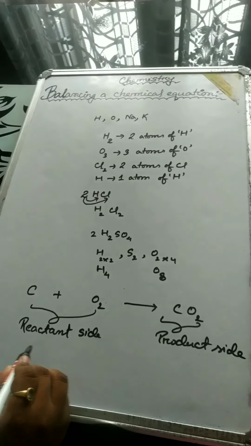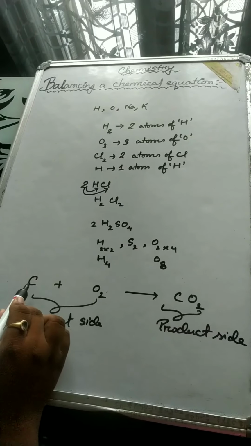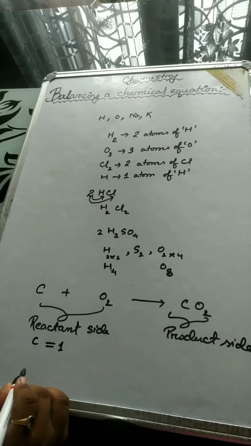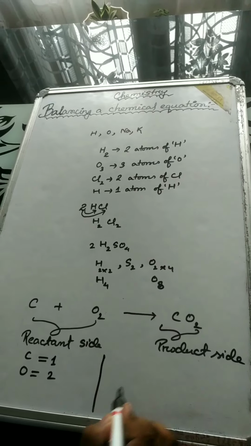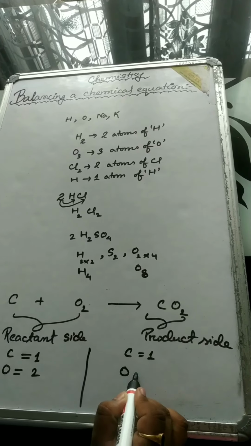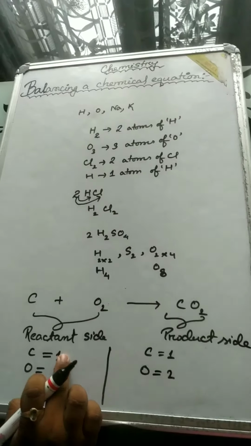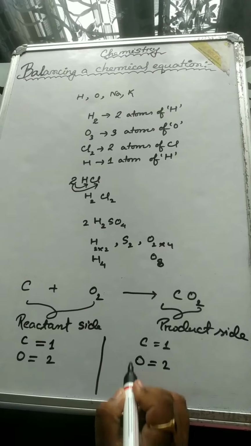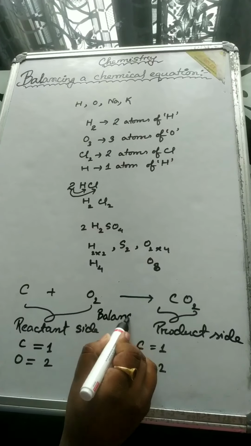That means here, the number of atoms of carbon is how much? One atom. Oxygen, there are 2 atoms. Here too, carbon has one atom and oxygen has 2 atoms. So you can see that the number of atoms of carbon and oxygen are equal. That means it is balanced. This equation is balanced.